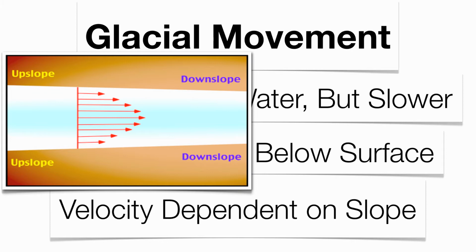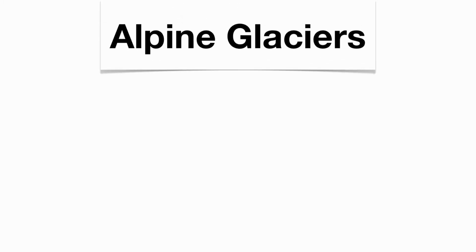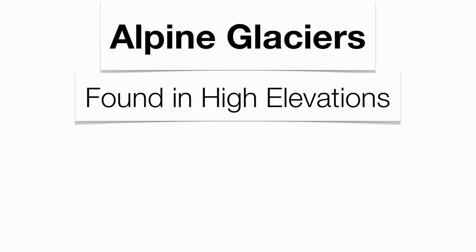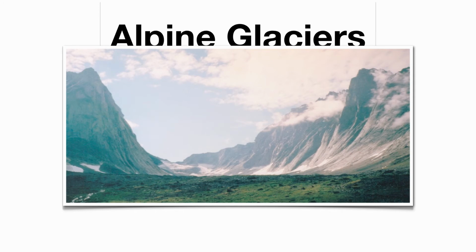So you can see a bird's eye view and a profile of what a glacier might look like. In the middle, just below the surface, is going to be the key. Now you have a couple types of glaciers. The first type is what we call an alpine glacier. These are found in the upper elevations of mountain ranges where snow is going to start building up. These things get so massive they actually carve a U-shaped valley in the landscape, much like what you're seeing here.